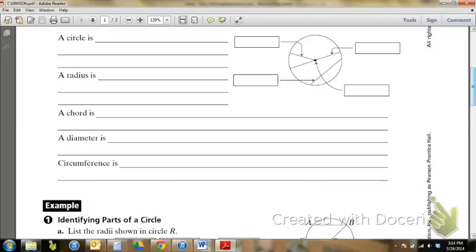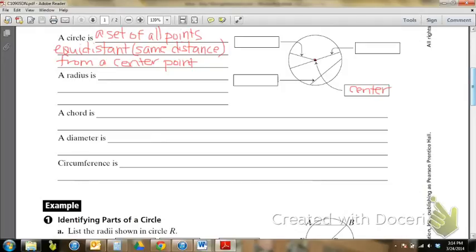And what is a circle? A circle is a set of all points equidistant, which just means same distance, from a center point. And that center point is this dot in the middle. That's your center.